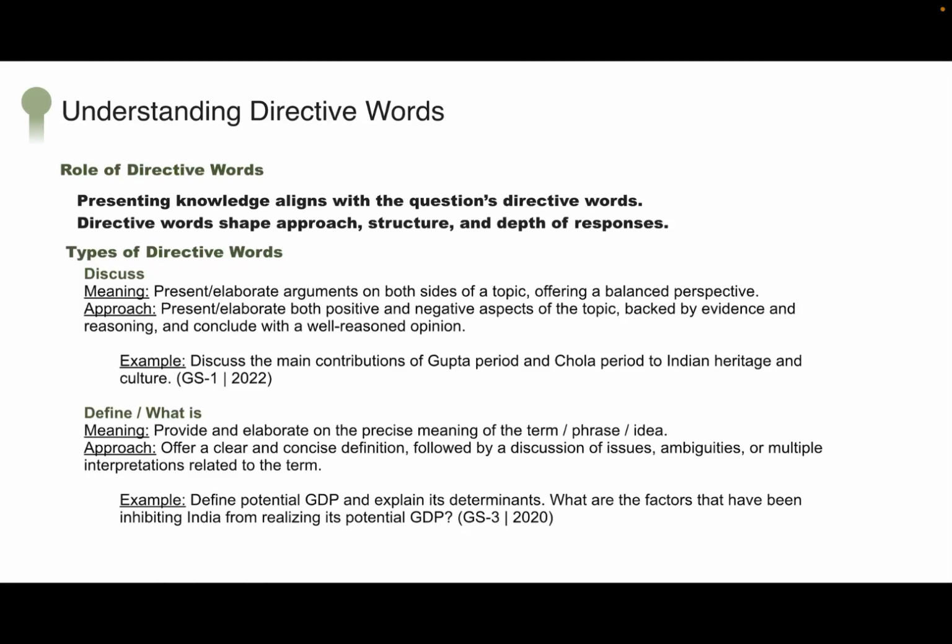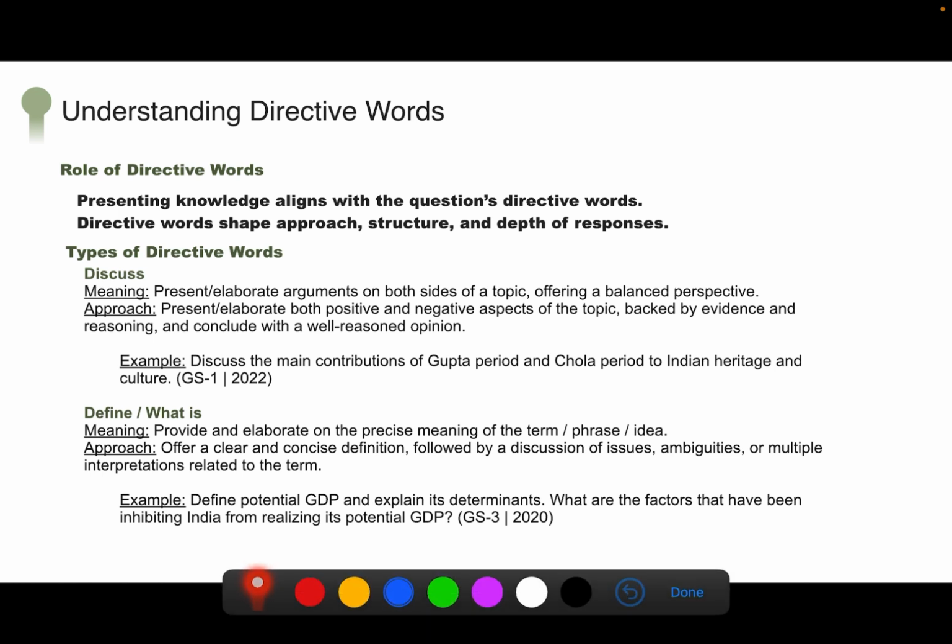Aspects of answer writing and what are the important provisions or important elements to be discussed or kept in mind while attempting an answer. Now let us focus on understanding the questions, understanding the purpose of the questions.